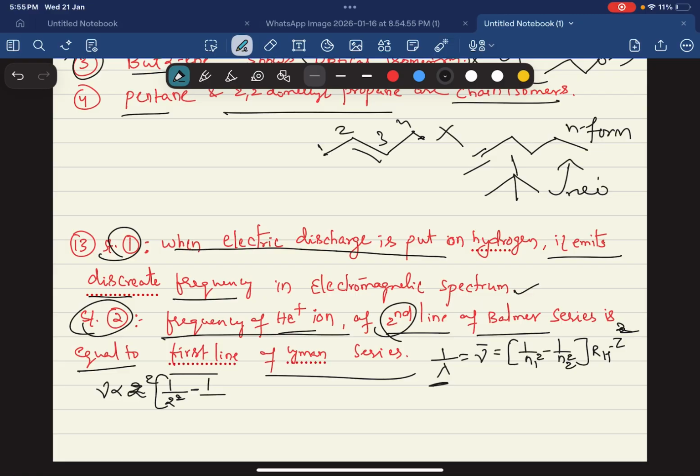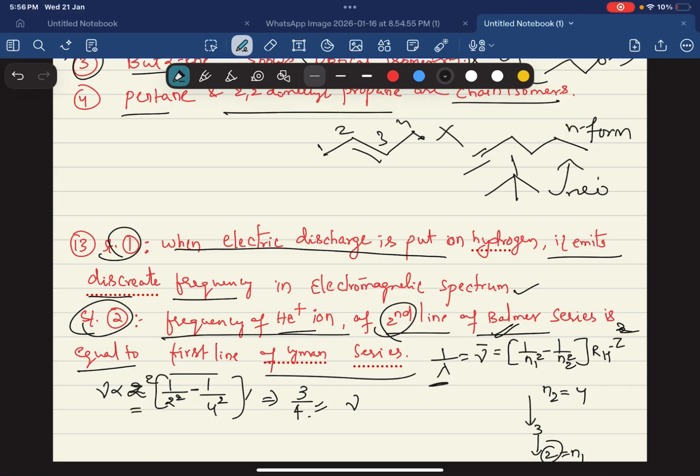second line. That means if you take n2 equals 4, then 4 to 3 is one line, 3 to 2 is the second line. That's why n1 value is 2 and n2 value will be 4. So 1 by 2 square minus 1 by 4 square, like this. So the Balmer line is given, right? That is also another way to tell n1 is 2. Coming to the next, this equals 3 by 4 you will get. So nu is directly proportional to 3 by 4, because the Z value also we have to include, which is 2 square. Sorry, we have included it here.